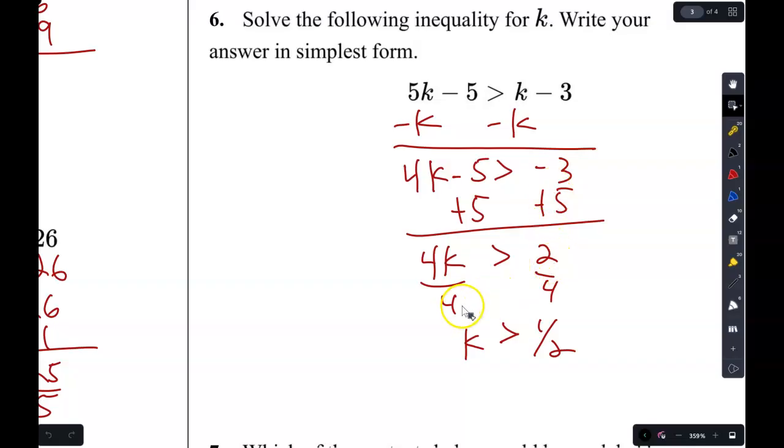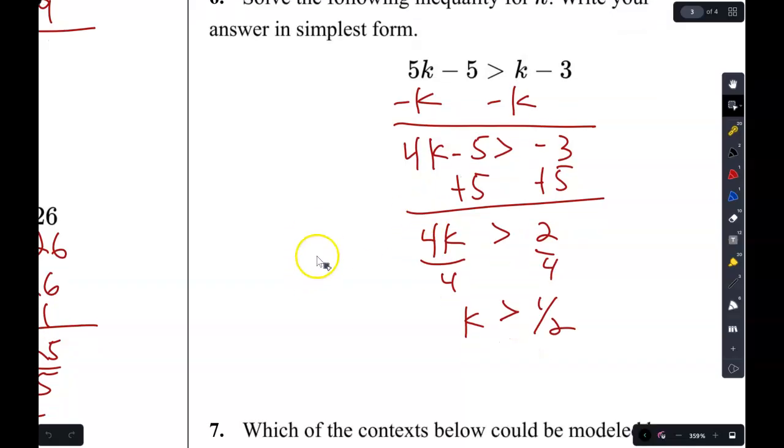I'm going to divide by 4. Now, here you get a decimal when you divide by 4. And don't forget, if it's negative, you swap it, but this one's positive, so we leave it the same. So here, if you do 2 divided by 4, you get 0.5. It won't take 0.5. You got to type in the fraction. So it's going to be k is greater than or equal to 1 over 2. You got to reduce this fraction down.